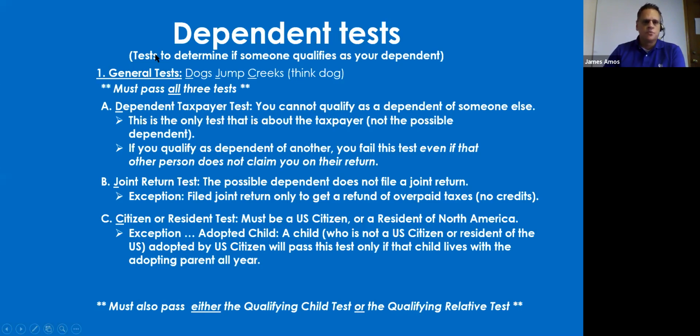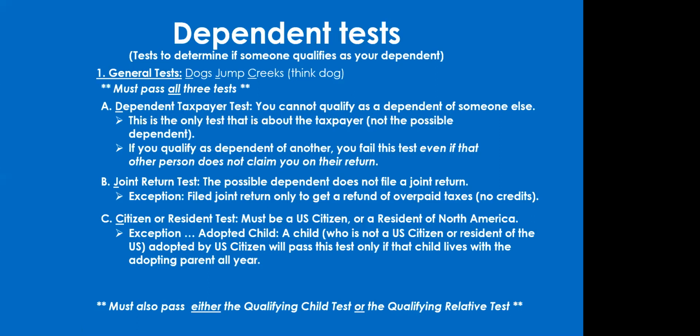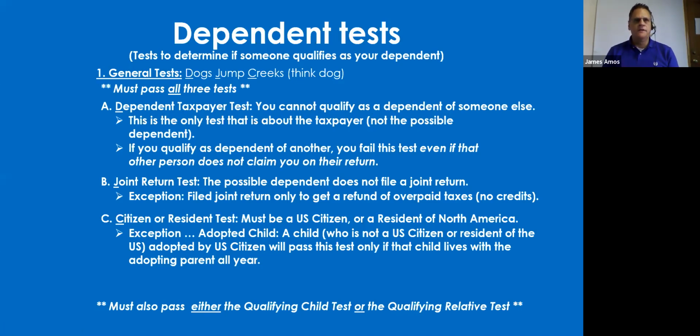So what's the first one? The first one is the dependent taxpayer test. What we're talking about here is that you cannot qualify as a dependent of someone else. Now, this seems obvious, but this is one that confuses people. We're saying you, as the taxpayer, cannot be someone else's dependent, because how can a dependent have a dependent? Does that kind of make sense?